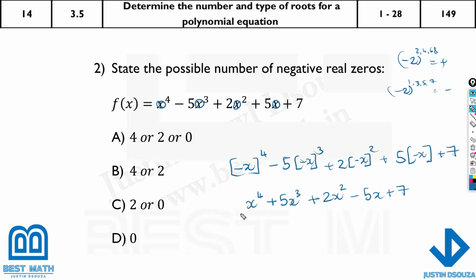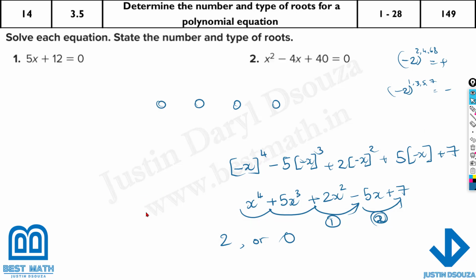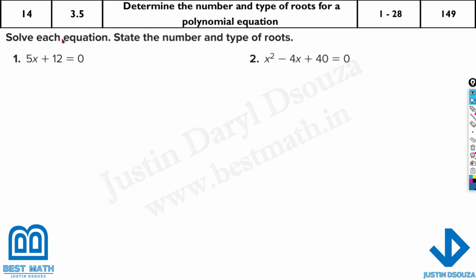Now let's count whether the sign changes. It's positive, positive, negative. Now here there is one sign change. Negative to positive, there is a second sign change. So it's 2 maximum. Negative real zeros can be 2 or it can be 0, because I told you to subtract 2, isn't it? So it's option C here. That is the correct answer. Now let's look into more of the problems.